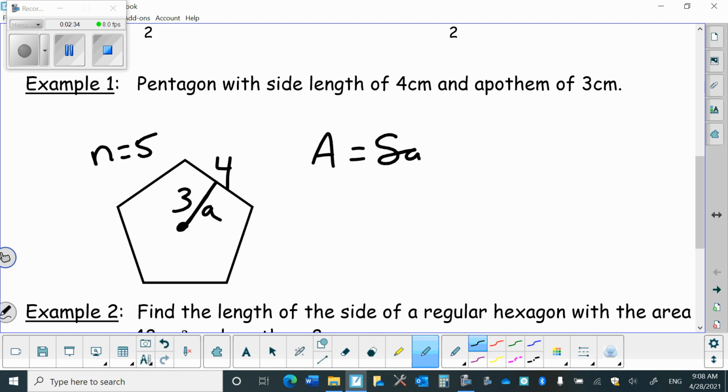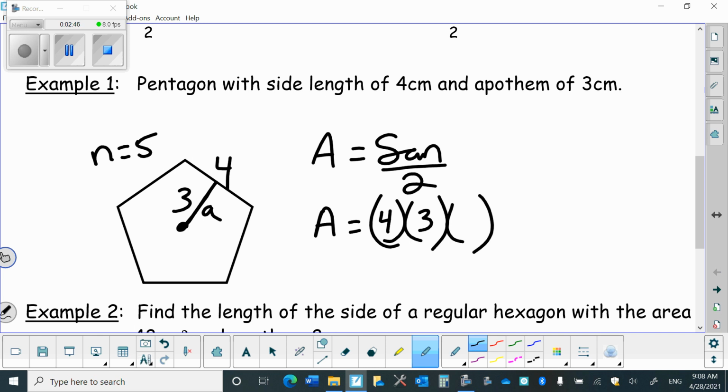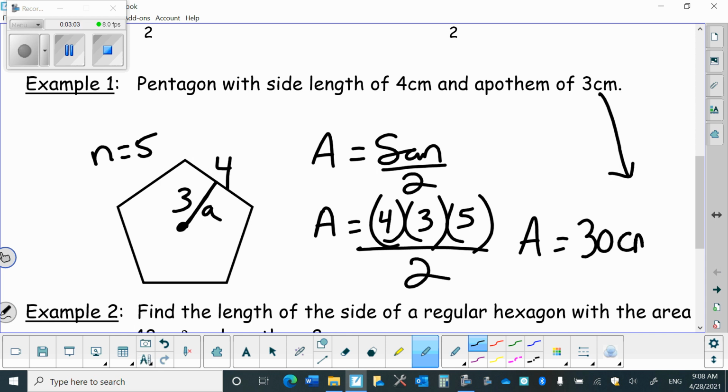Easy. Multiply that up, divide by 2. So your area here: your side is a 4 times apothem 3, and your n is 5, divided by 2. So multiply all that up. If I multiply all the top, it's going to give me a 60. Divided by 2, I get 30. And of course, if it's area, the question is talking about centimeters, so it's centimeters squared. That's going straight forward.